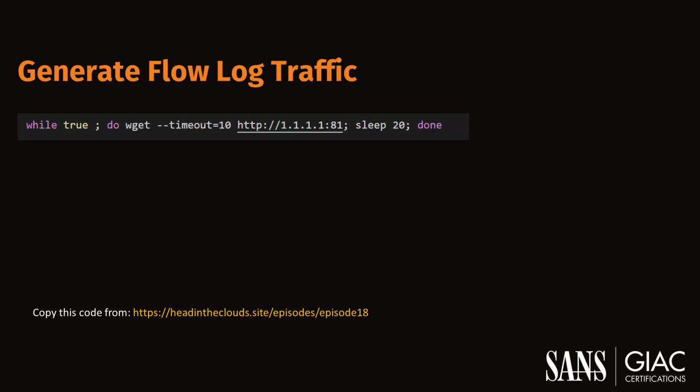Now that we've got our helper scripts figured out and tested, we need to generate some traffic to get captured by our flow log. SSH into your EC2 instance and run the following command.